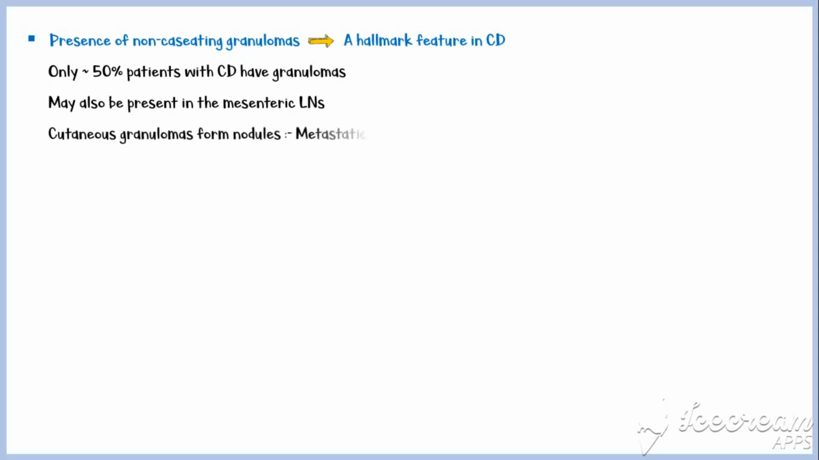The presence of non-caseating granulomas is a hallmark feature in Crohn's disease. However, only about 50% of patients with Crohn's disease will have granulomas. They may also be present in the mesenteric lymph nodes. Cutaneous granulomas often form nodules, known as metastatic Crohn's disease.